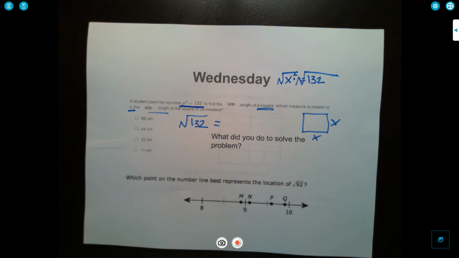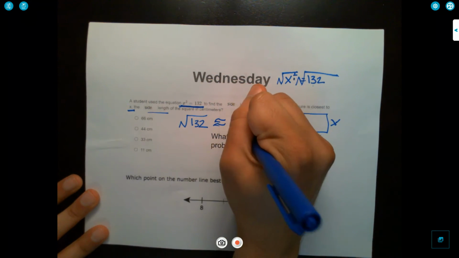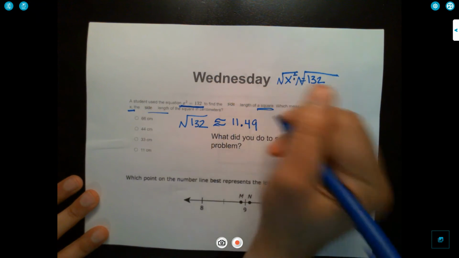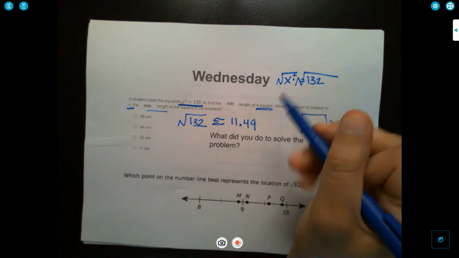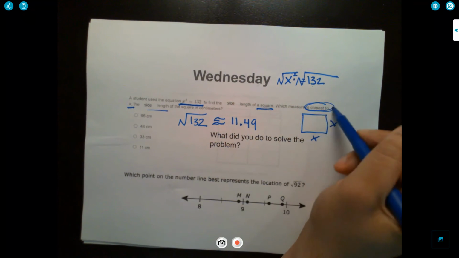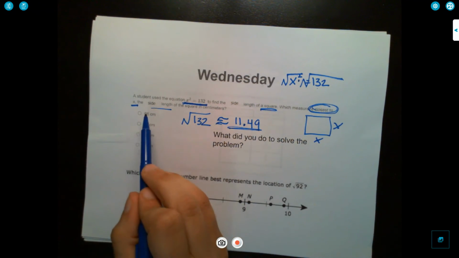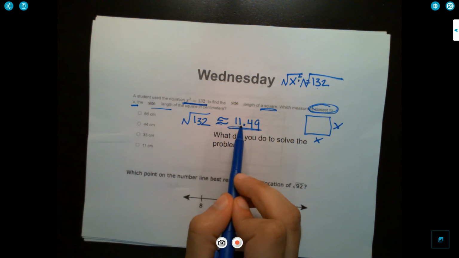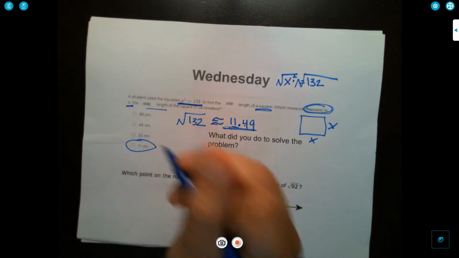So I'm going to go ahead and type that into a calculator. I get approximately 11.49. We don't have 11.49, but the question is asking which measure is closest to the side length. They only give us whole numbers. So if we look at just the whole number, this 4 would cause the 11 to stay the same. So 11 would be the best answer.